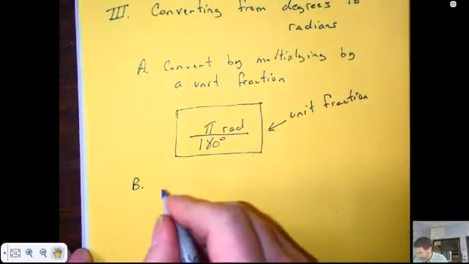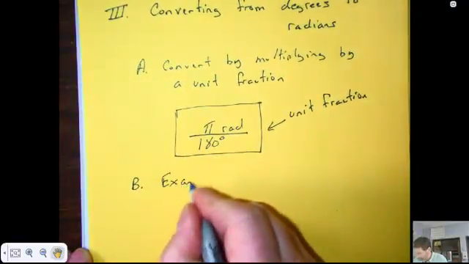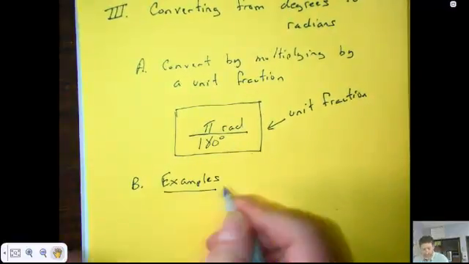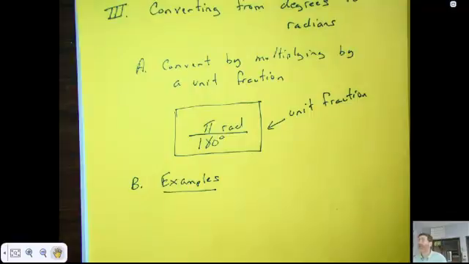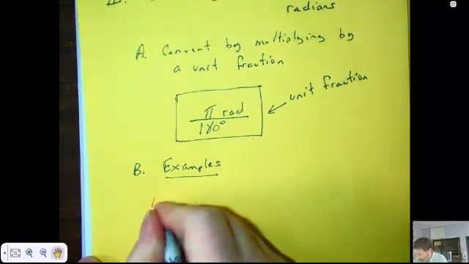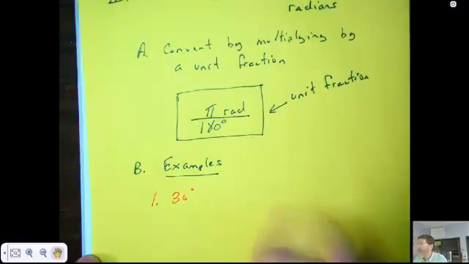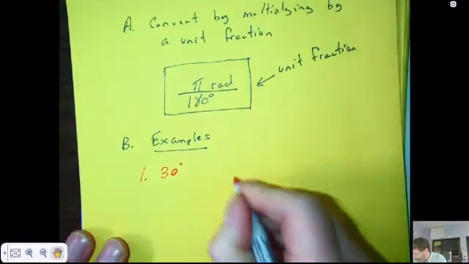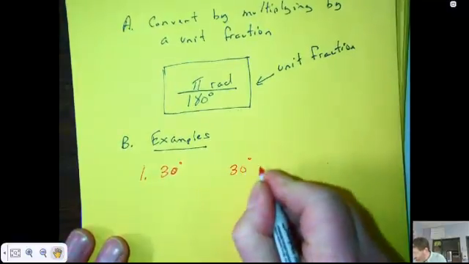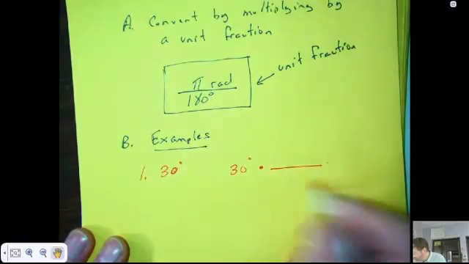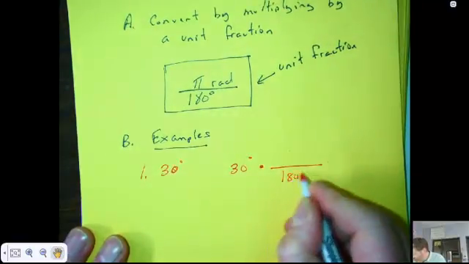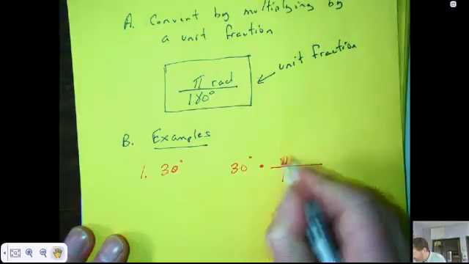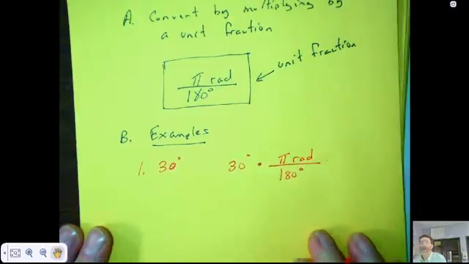So let's run through some examples. Let's start off with one of our really important angles because it's on our special triangles. Let's do 30 degrees. So remember, to convert these, you always will take your angle, 30 degrees, and multiply by a unit fraction. Degrees on the bottom to cancel out with that degrees, and radians on top.